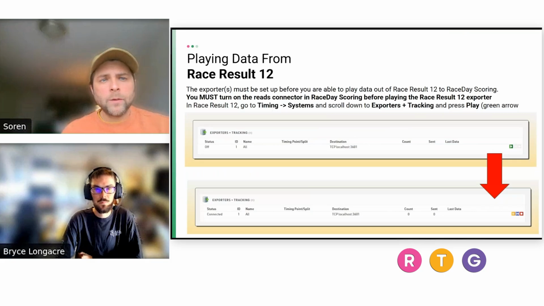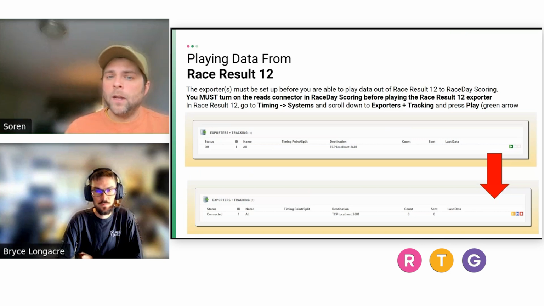Now, to play the data from Race Result 12 to RaceDay scoring, you've got to have those exporters set up before you're able to play it out, or an exporter won't appear. Before you're able to play anything to RaceDay scoring, you must turn on the read connector, or you will get an error. So go back to RaceDay scoring, turn on the read connector, and then you can go back to Race Result 12 and hit play on the exporter, the green arrow on the right-hand side of the exporter and tracking.